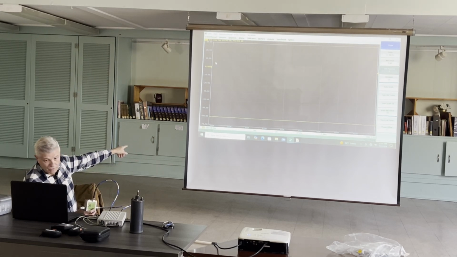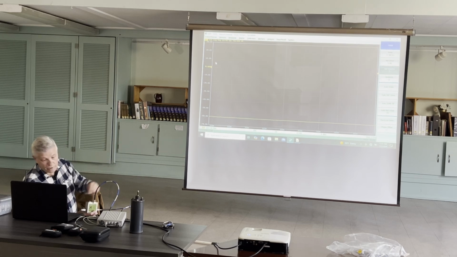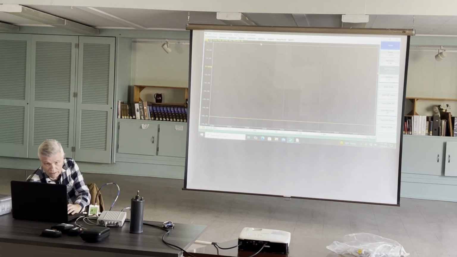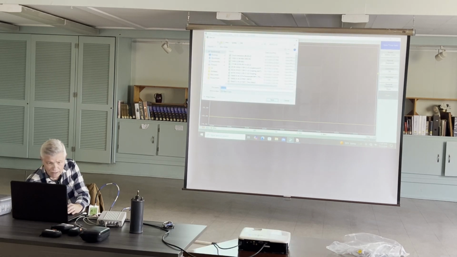Now, you can't really see what's going on here, but we can save this trace, save the trace data, and let's do that. Where are we putting this? I guess we can put it in here. I thought I had a folder for VNA. Here we go, VNA data. There we go. Let's do it there.